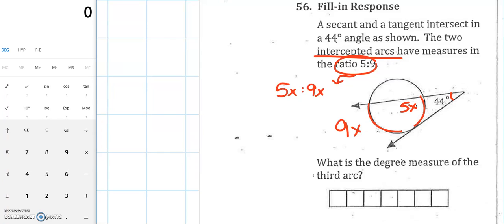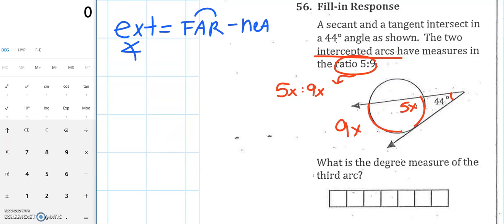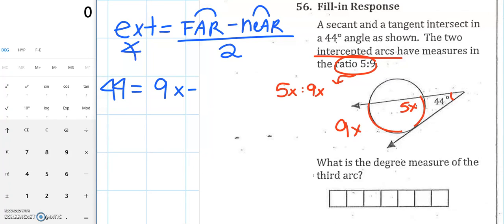So what do we do in these types of problems when we have an external angle of a circle? We always do our external angle formula. External angle equals the far arc minus the near arc divided by 2. So our external angle is 44. Our far arc is 9x minus our near arc of 5x divided by 2.